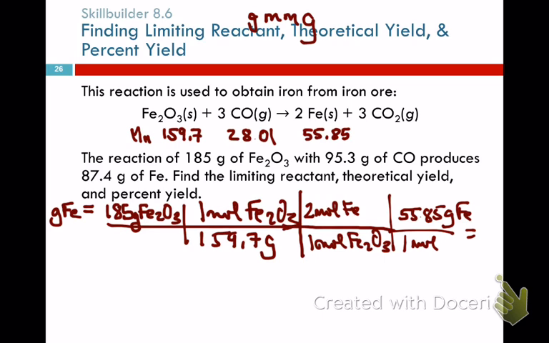I've already done this once, but I can't remember the number. 185 divided by 159.7 times 2 times 55.85. 129.4. So let's call it 129, 3 sig figs.